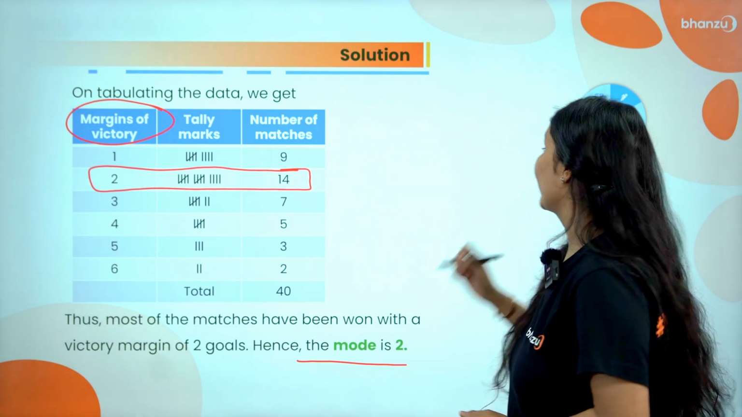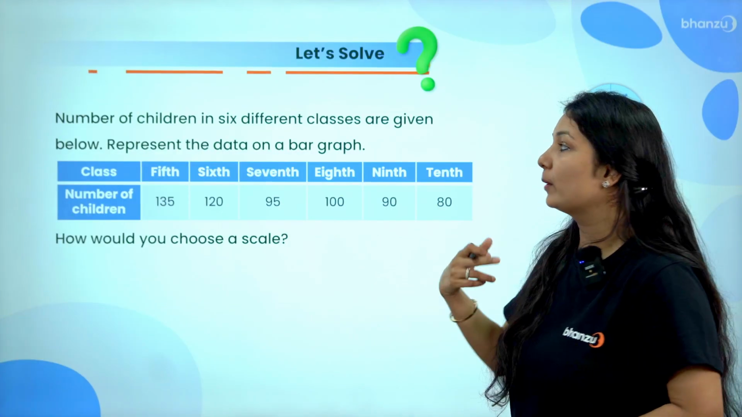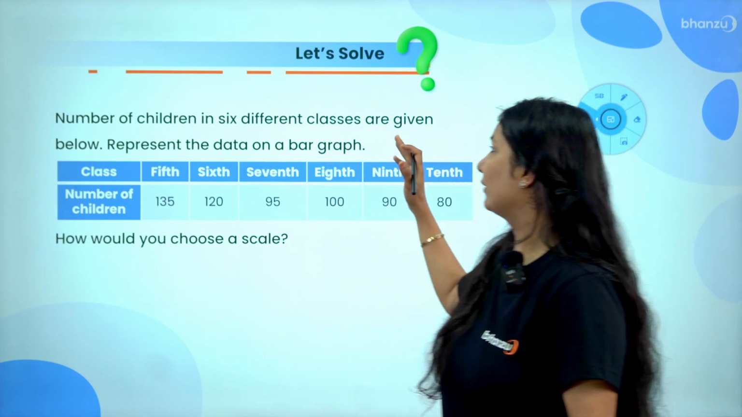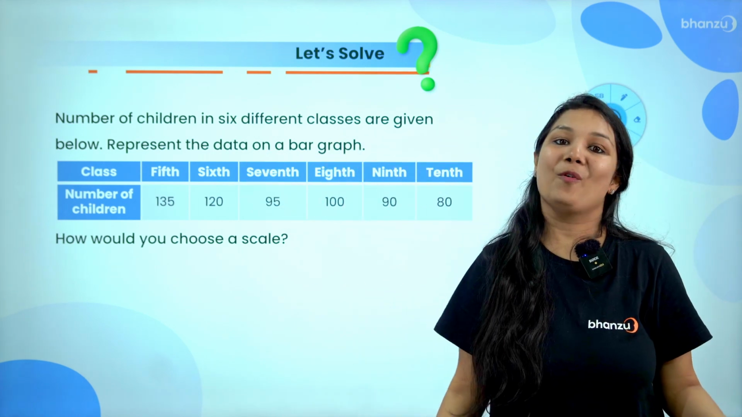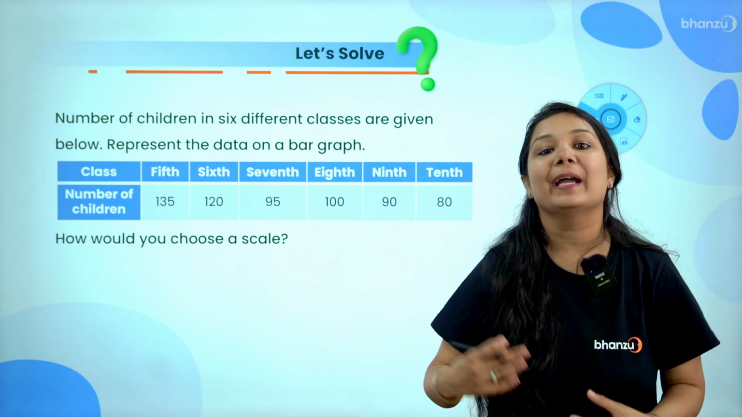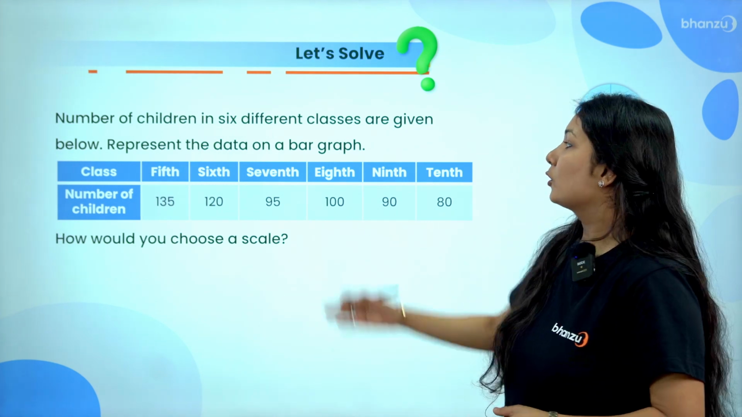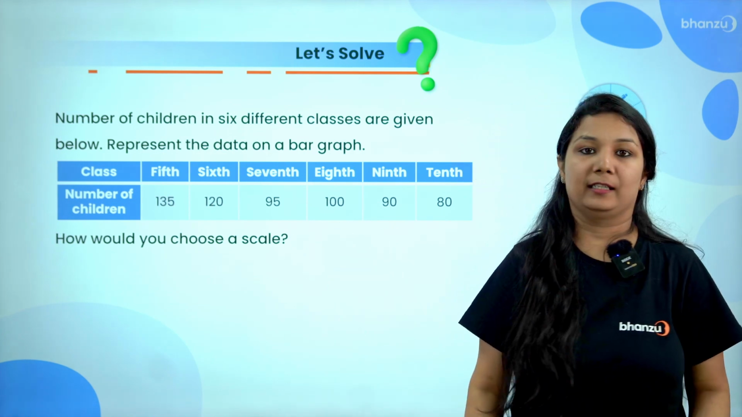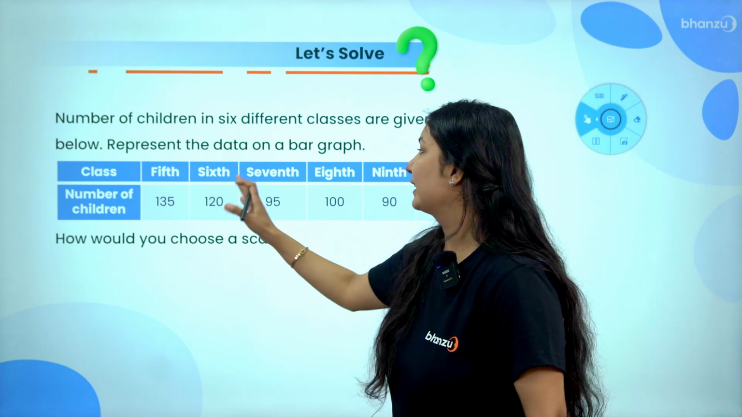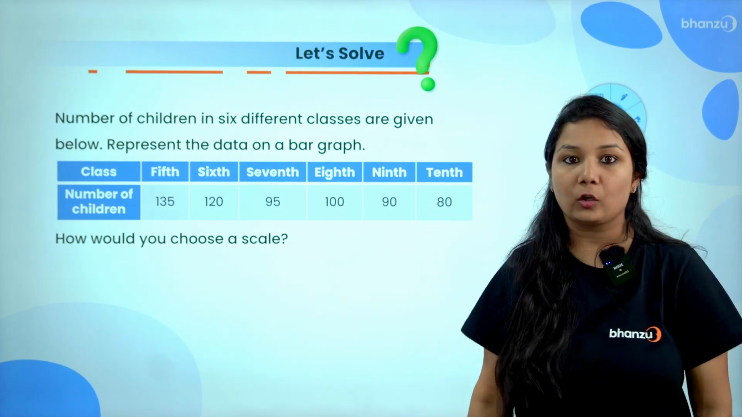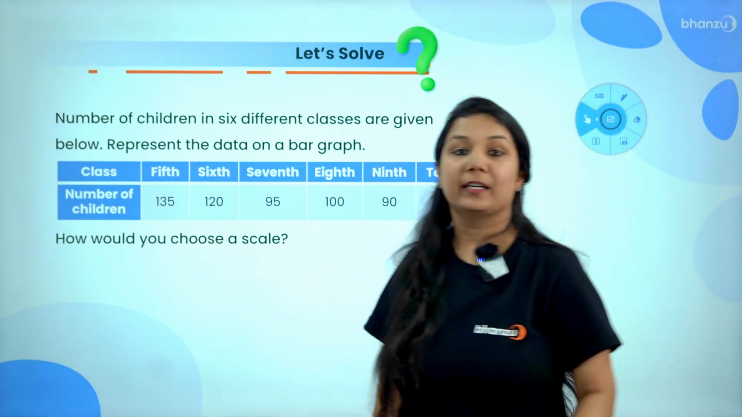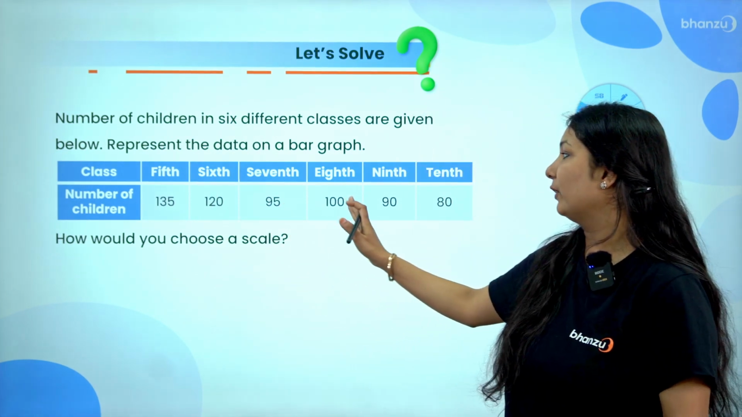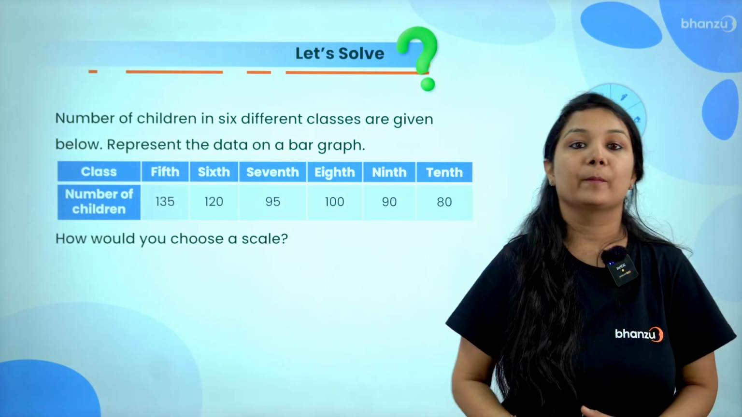Let's move ahead to the next question now. Right? I hope everybody is able to do with us. Number of children in 6 different classes are given below. Wow. Yes, in different classes, we might have different number of students. So represent the data on a bar graph. How would you choose a scale? So classes are 5th, 6th, 7th, 8th, 9th, 10th. We are talking about, and number of children in respective classes are 135, 120, 95, 100, 90 and 80.